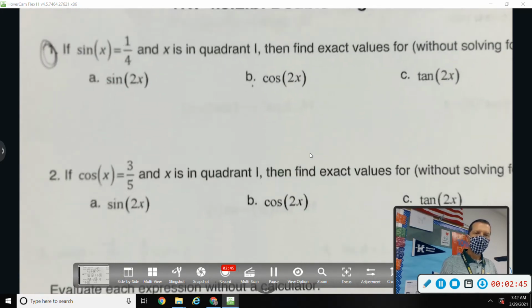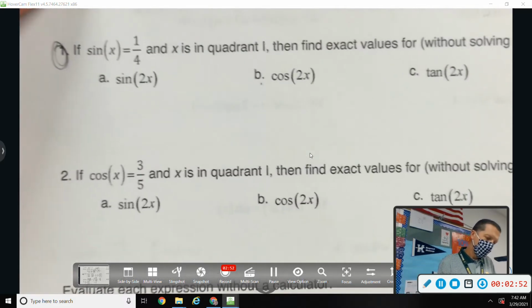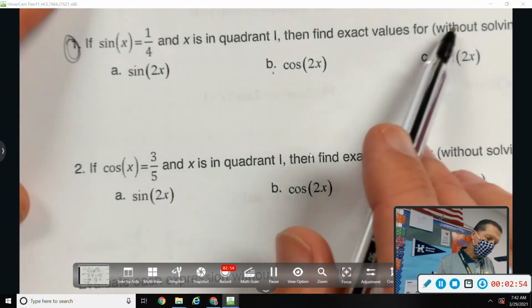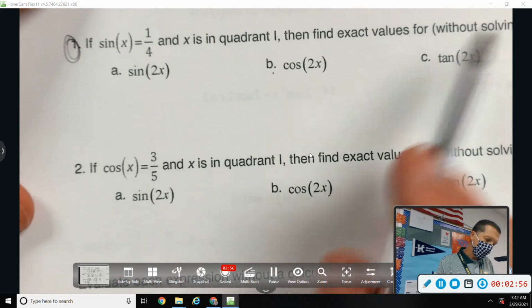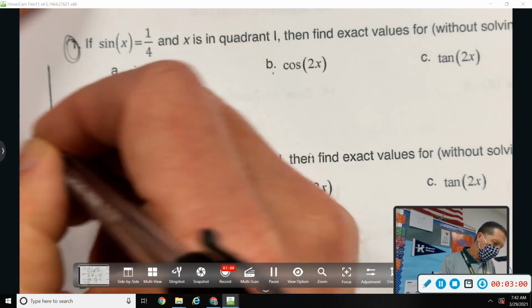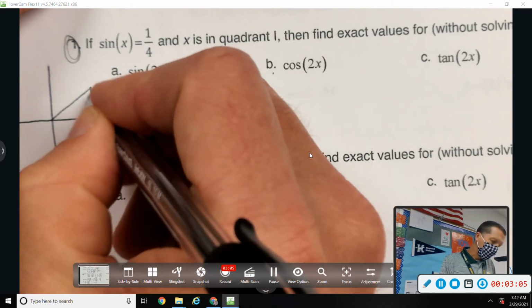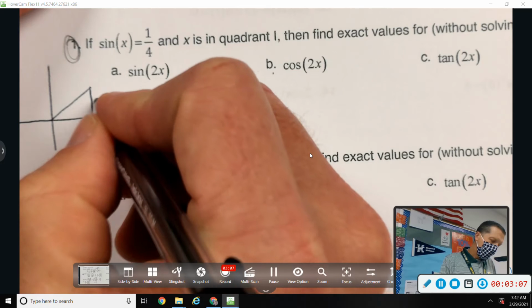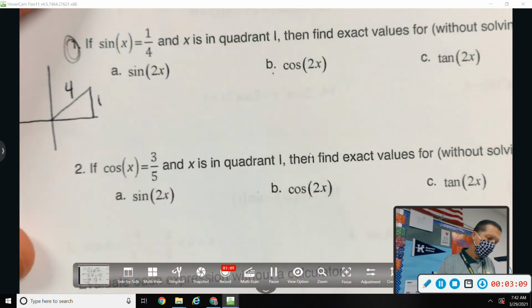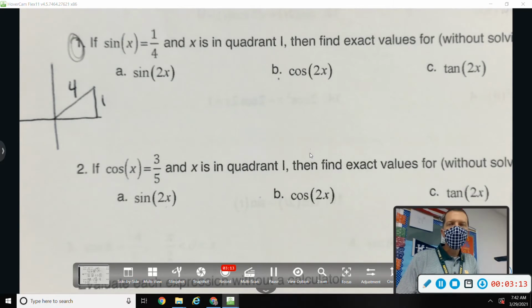All right, let's do number 1. Let's just see how far we get. If sine of x equals 1/4 and x is in quadrant 1, then find the exact values for all of these without solving for x. So this is a picture problem. Quadrant 1, we like quadrant 1, everybody's positive. Opposite over hypotenuse. Finish the triangle, apply the formula. I'm going to pause the video and let you try it.